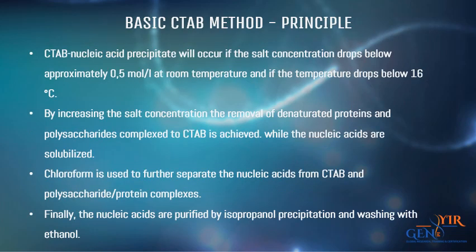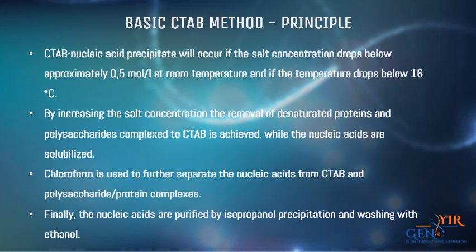The salt concentration during the extraction steps is very important for the removal of the contaminants, since a CTAB nucleic acid precipitate will occur if the salt concentration drops below approximately half a mole per liter at room temperature and if the temperature drops below 16 degrees Celsius. By increasing the salt concentration, for example addition of sodium chloride, the removal of denatured proteins and polysaccharides complex to CTAB is achieved, while the nucleic acids are solubilized.